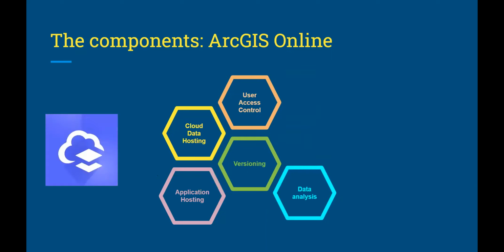So the next component that we used was ArcGIS Online. The reason we went with ArcGIS Online is because it's a very robust cloud-hosted data service, and it talks well to Survey 123. What it also provides us with is application hosting. So if we want to run anything like a dashboard or web apps, it's very easy to develop those in ArcGIS Online.